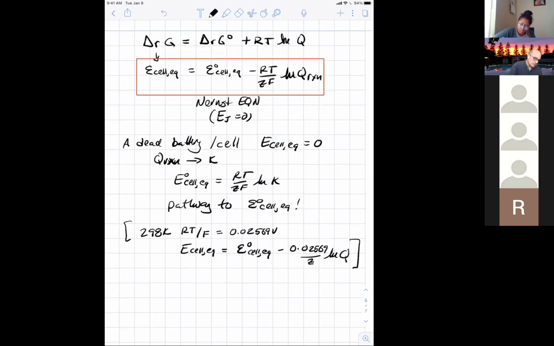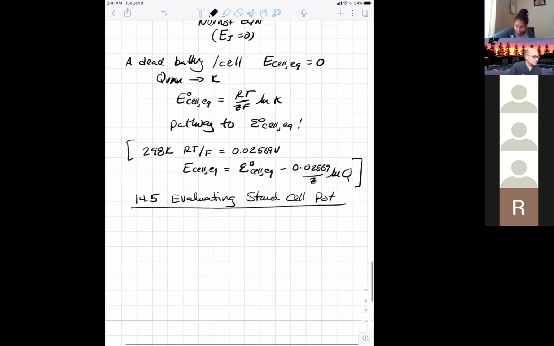So how do we evaluate this? So now, like I said, we have the pathway. So let's see how we go about evaluating this standard cell potential. So as I said before, we cannot do this from a single measurement. We're going to have to do some sort of series of measurements and extrapolations. So let's take a specific example.